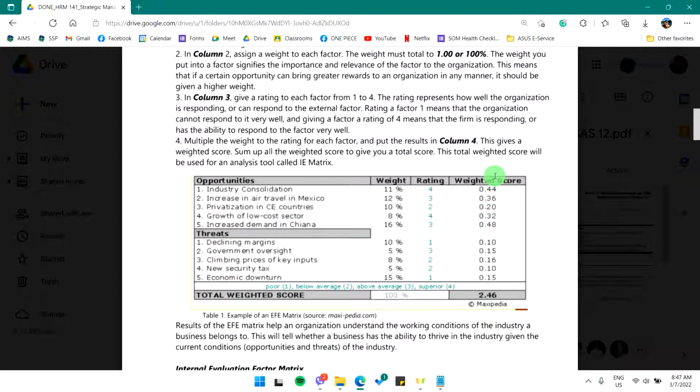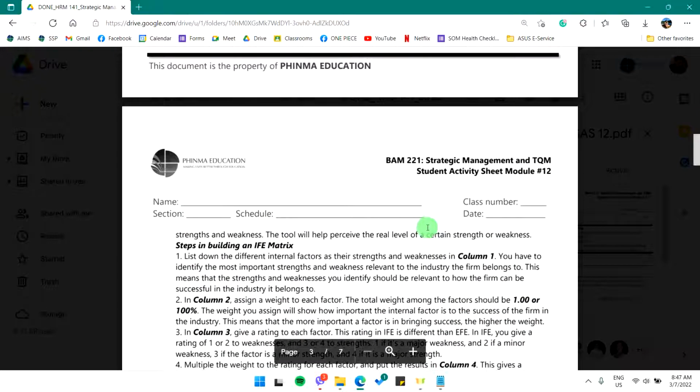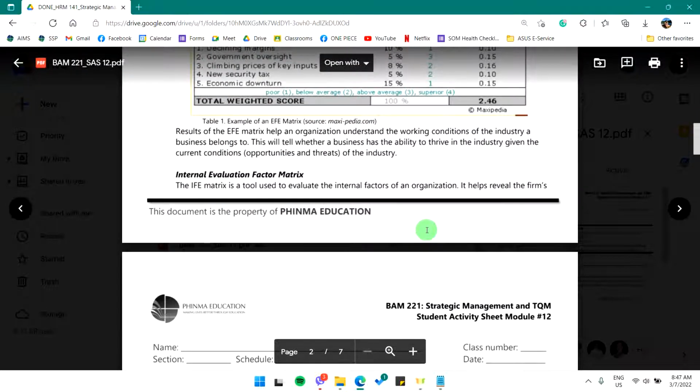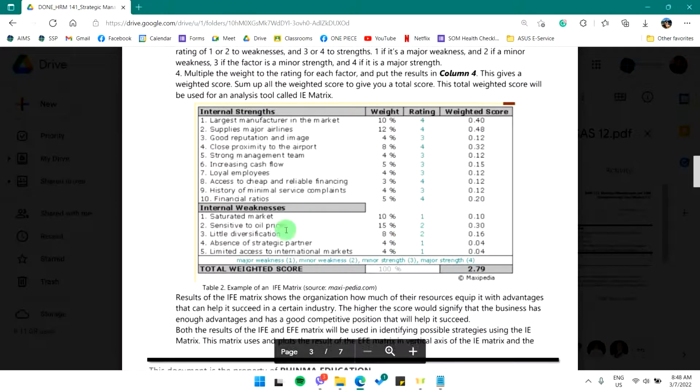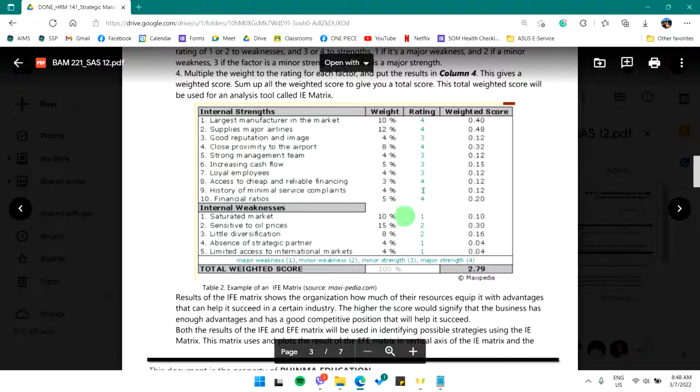And then, we will just add everything up and we will have a total weighted score, yung 2.46, which will be used for our IE matrix. Same thing goes with our internal IFE, yung ating internal factor evaluation matrix. Ganun lang din siya, ladies and gentlemen.